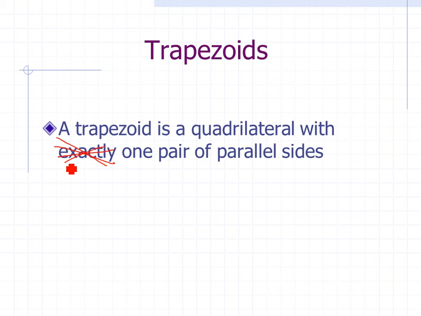So what else could it have? It actually could have two. And if it had two, we wouldn't call it a trapezoid, we would call it a parallelogram. So that's why trapezoid would go here. Then all parallelograms are trapezoids, but not all trapezoids are parallelograms. So they changed the definition by that one word. Got rid of that word, and now it falls in a different spot.